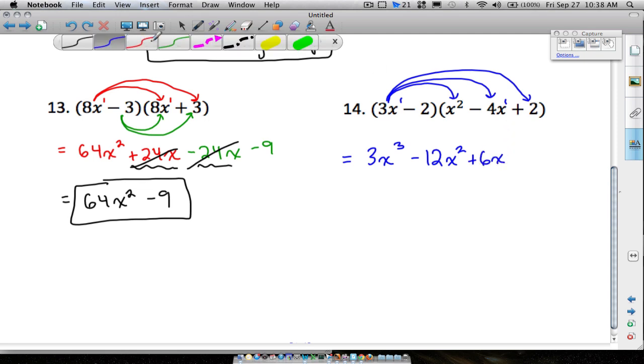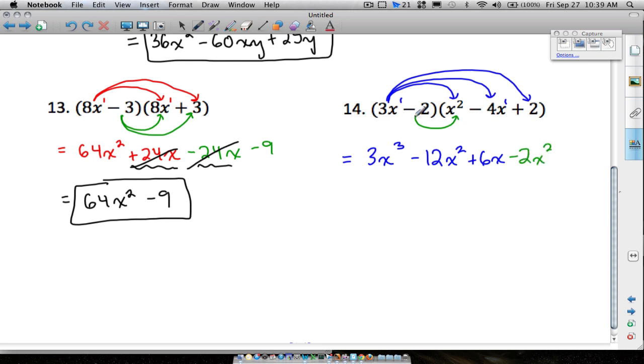Let's come back and repeat that process for the negative 2. Negative 2 times x squared is minus 2x squared. Negative 2 times negative 4x is positive 8x. Watch your signs. And then negative 2 times 2 is negative 4.